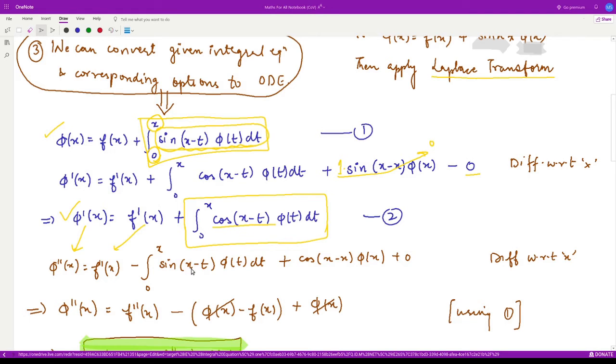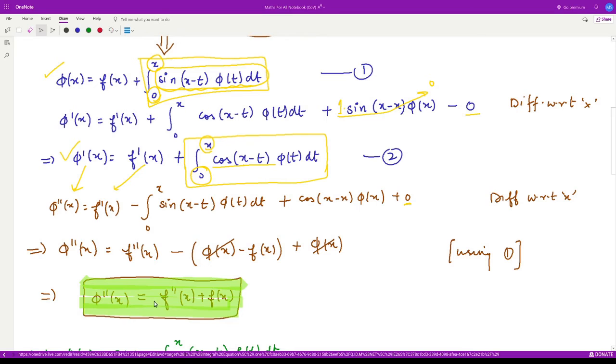So minus sine of x minus t, and the derivative of x minus t partially with respect to x is 1, phi t dt as such, plus the derivative of the upper limit, that is 1, into cos of x minus the upper limit x, phi of the upper limit x, right? And minus the term, the derivative of the lower limit, so that would be 0. So we reach this equation.